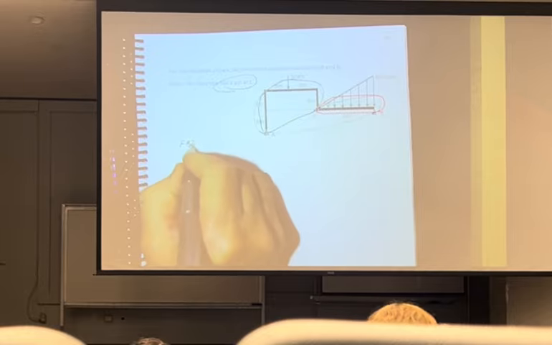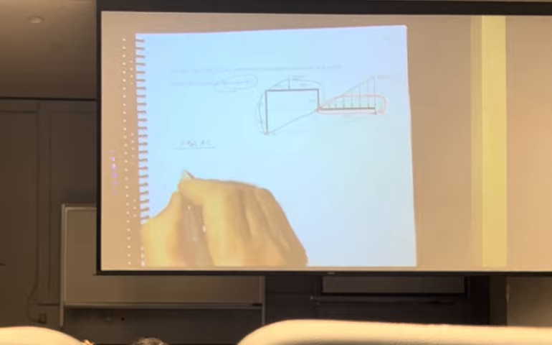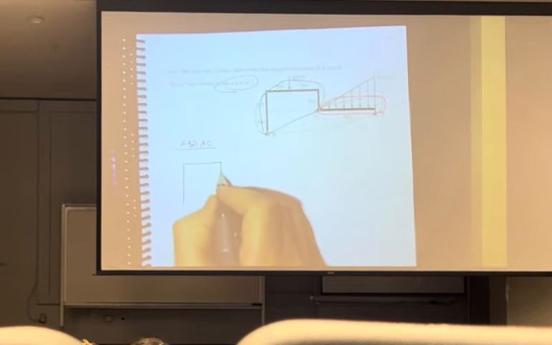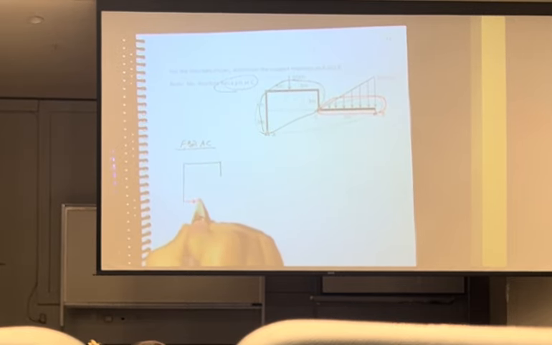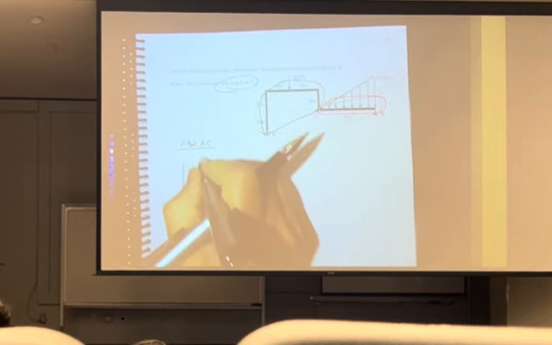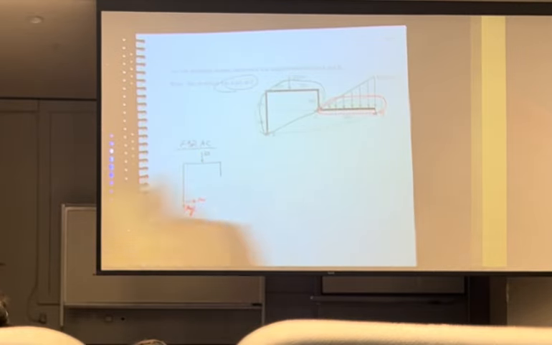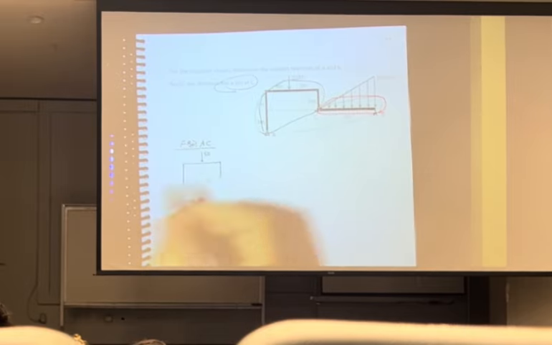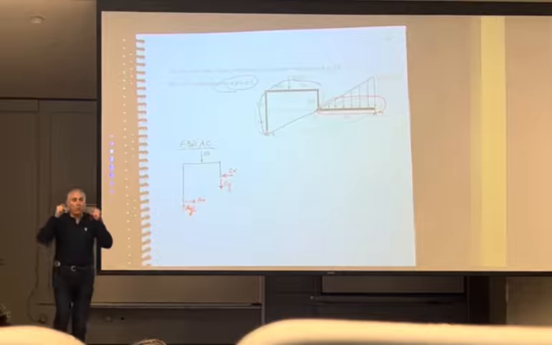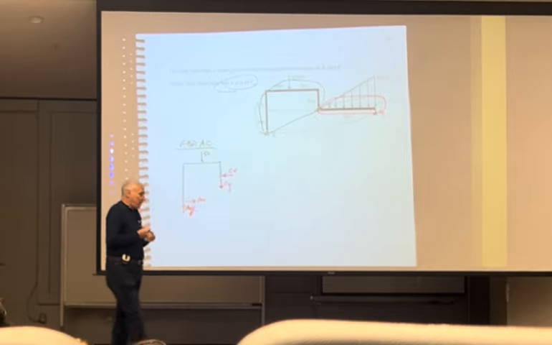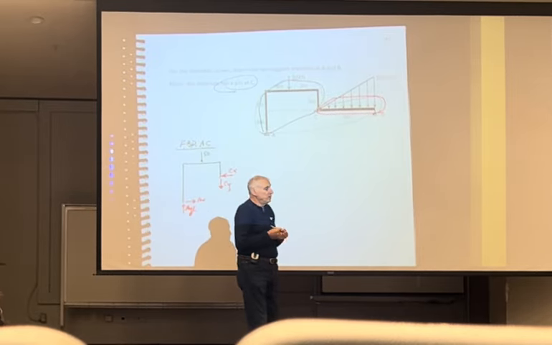Free body diagram of AC, which looks like this. I'm going to show an AX, AY. I'm going to show 50 pounds here. And then this is a pin, so I'm going to show my CX, CY. Again, these directions are totally 100% arbitrary. Okay?